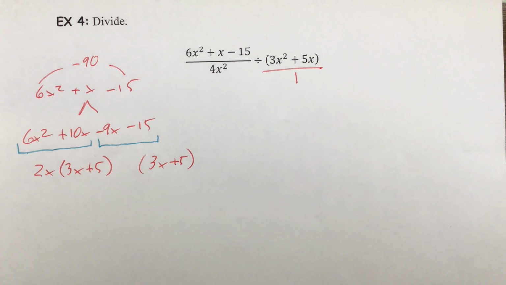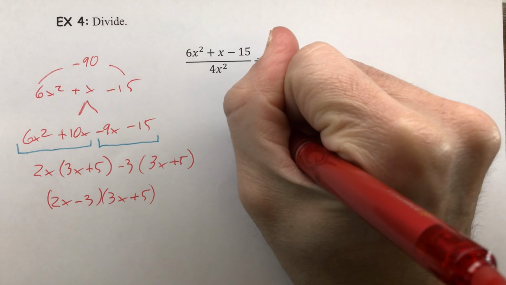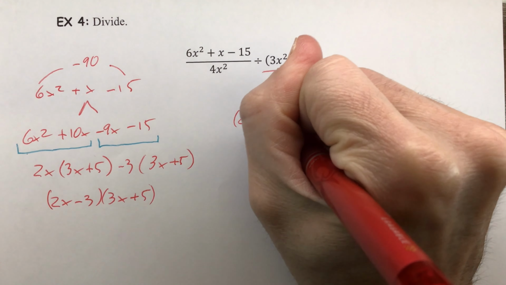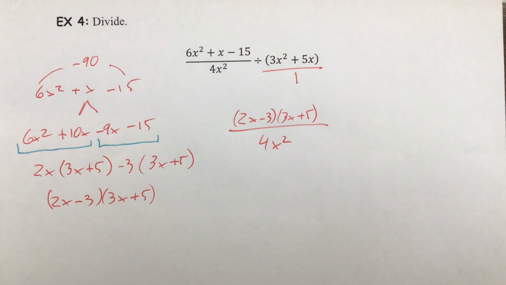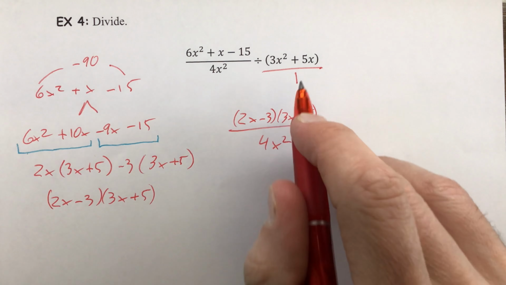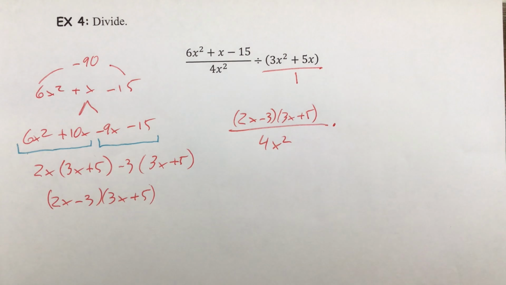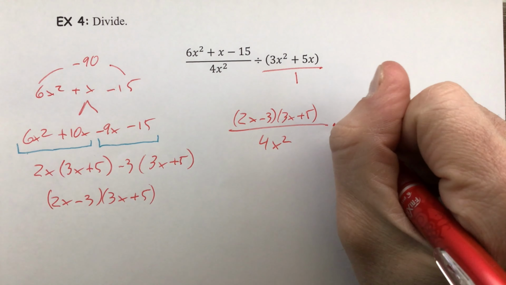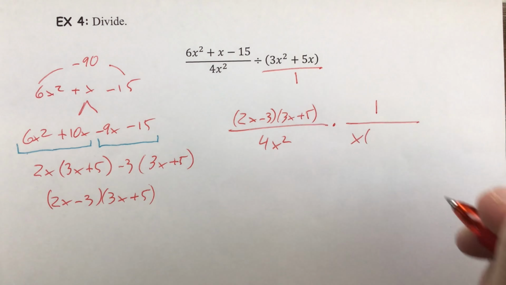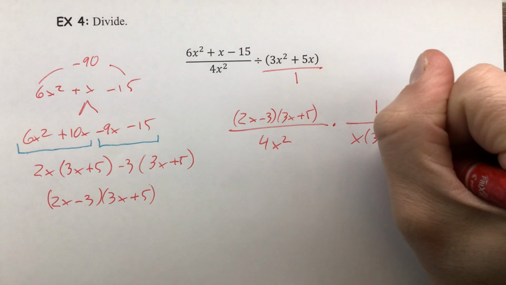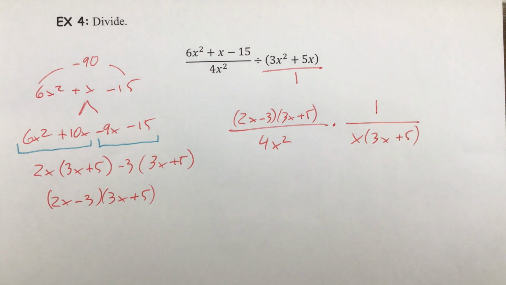All right, so let's take that over to the problem now. The bottom, you don't really need to factor that apart. It is composed of a couple of 2's and a couple of x's, but we might not need that. Okay, now for the other one, we're going to flip. So we change that to multiplication. We're going to flip this, so the top will be a 1. The bottom, we have a GCF, which is just x. That leaves you with 3x plus 5.